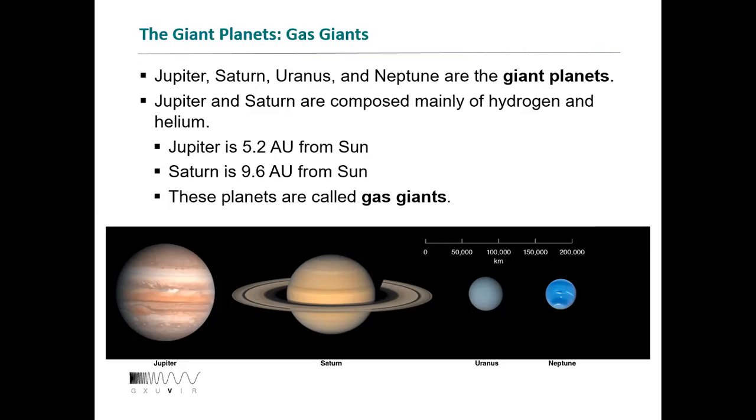Jupiter's about 5.2 astronomical units from the sun. Saturn's about 9.6, so it's almost double as far away as Jupiter is. It turns out also that when you get further away, we find, for instance, Uranus is about 19.2. That's almost 4 times as far away as Jupiter. And then Neptune is about 30, so that's almost 6 times as far away as Jupiter. So they really are spaced far apart.